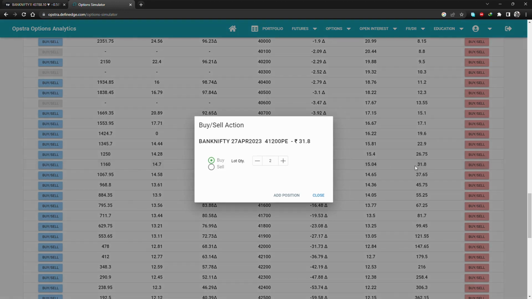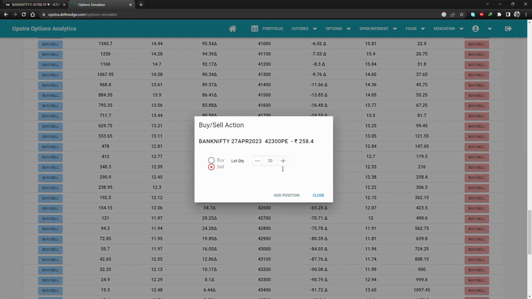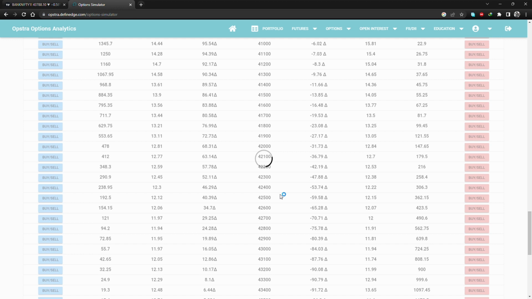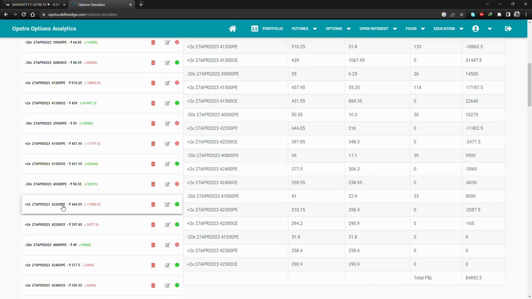As you can see, our premiums have dropped to 31.8 rupees. Now I have to hold a little bit longer with the premiums. Going to buy two lots in both directions. 42,200. The put is right now around 216 rupees. So I'm going to square off this position.